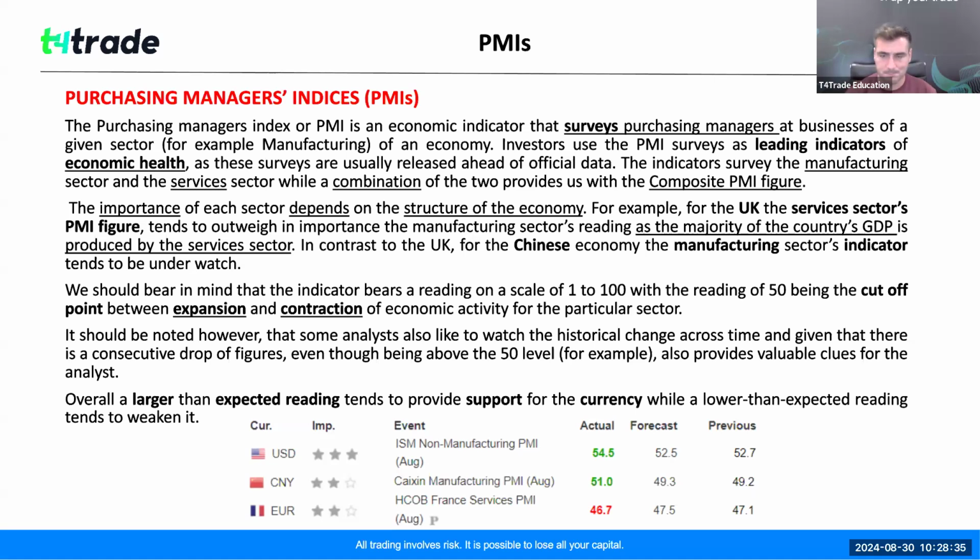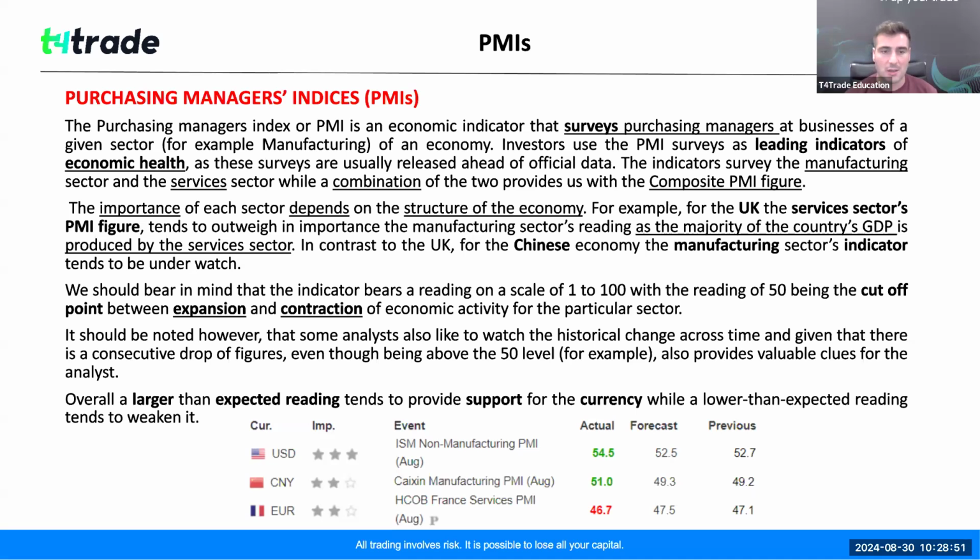Now, in contrast to the UK, another example that has a little bit more importance on the manufacturing sector than the services sector is China, more specifically. Also, you can see Germany with the same kind of pair of eyes. So in the Chinese economy, the manufacturing sector tends to be under a little bit more close watch, because China is a manufacturing powerhouse.